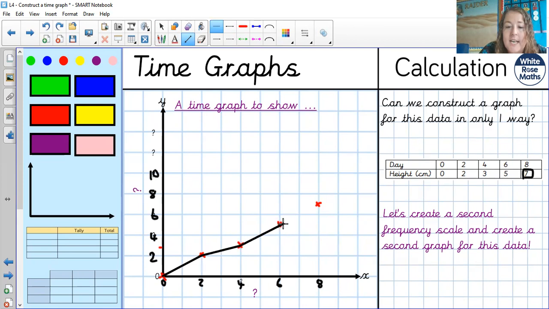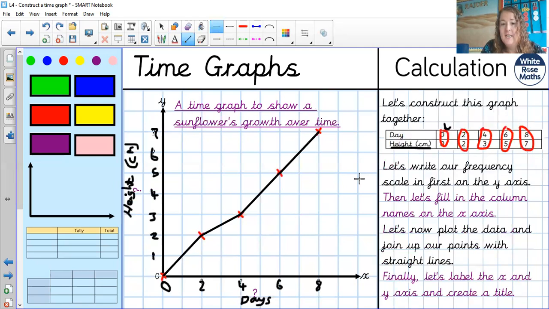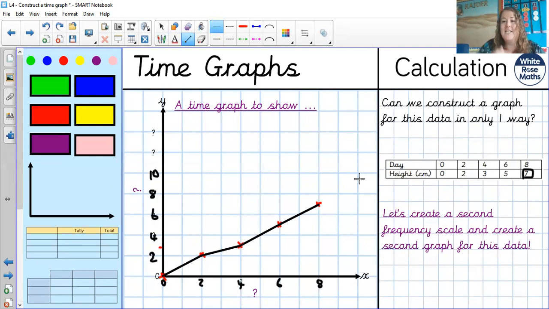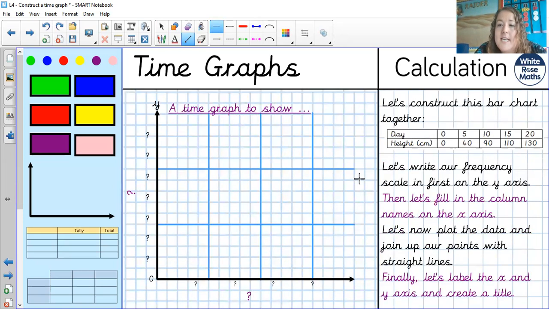And the only thing I've changed is my frequency scale on the side. Hopefully you'll see that it looks similar to the last one. Let's just see it again. But it's just been condensed down. Okay, let's have a look at a different one this time then. This time we have some different data over here, down here. Let's construct this bar chart together.